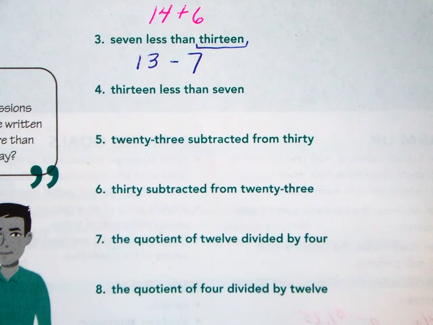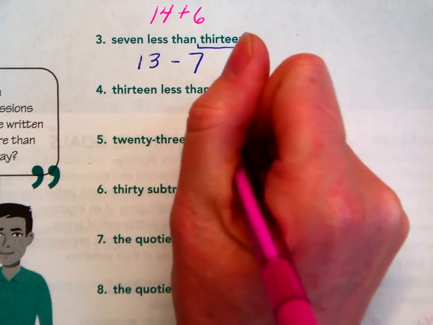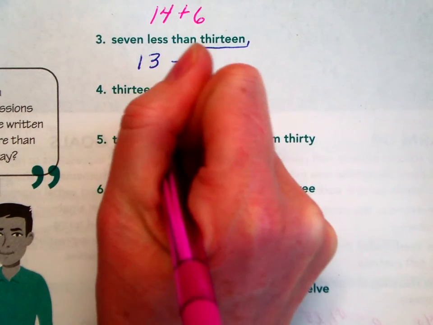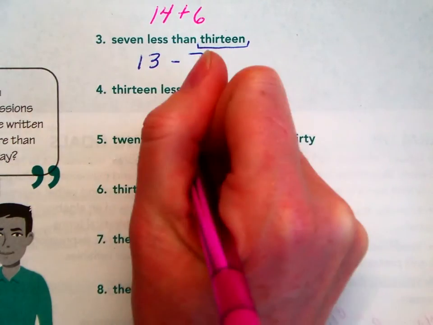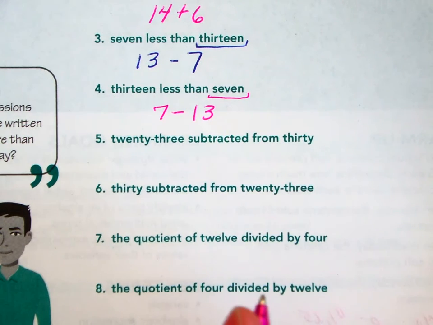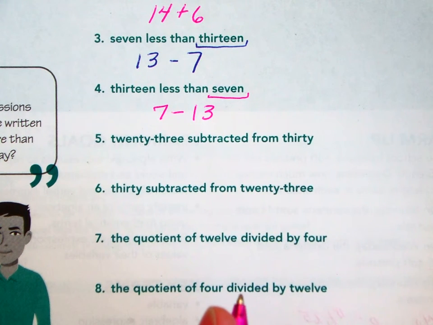13 less than 7. What are you beginning with? 7. What are you taking away? 13 of it. Well, that's feeling like a negative integer. Perhaps they're talking about temperature.